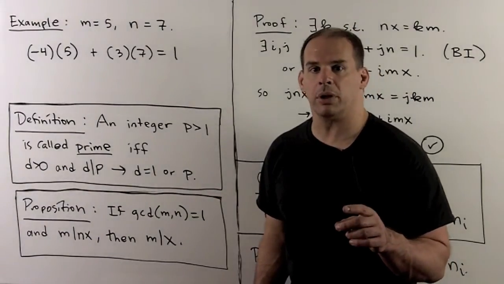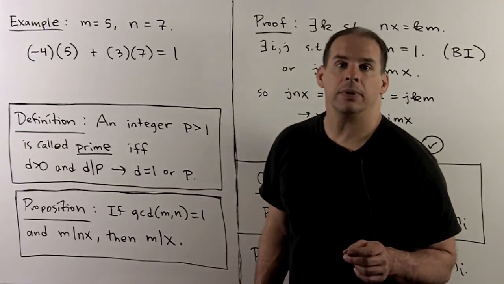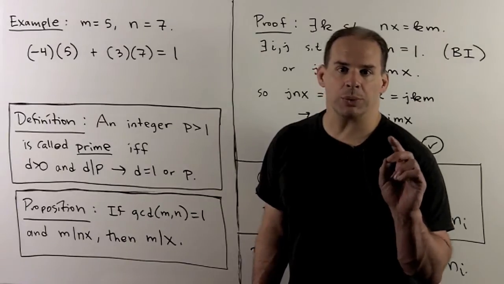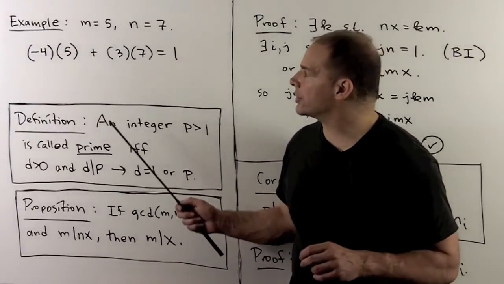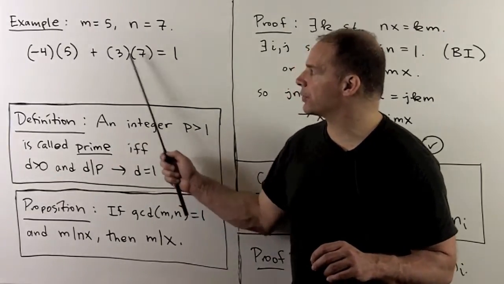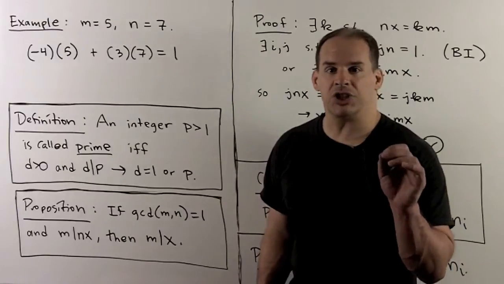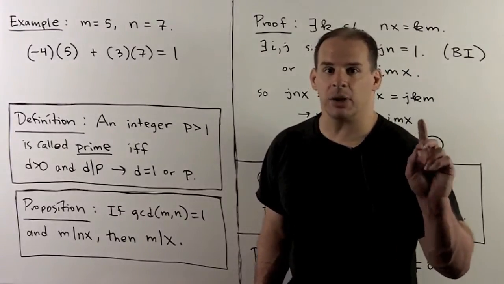For a concrete example, consider m equal to 5, n equal to 7. These numbers have no common factors, so the greatest common divisor is equal to 1. If we work the numbers a little bit, we arrive at the solution minus 4 times 5 plus 3 times 7 equals 1. So Bezout's identity checks out. Of course, you should work enough examples until you're convinced that it works.